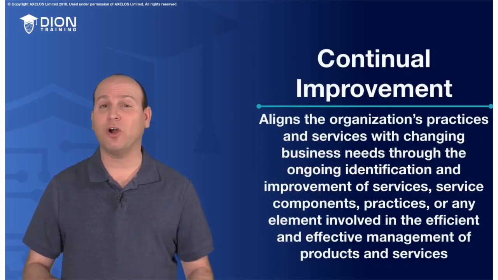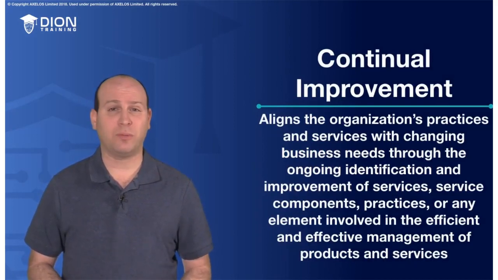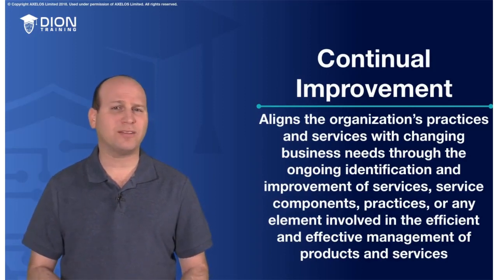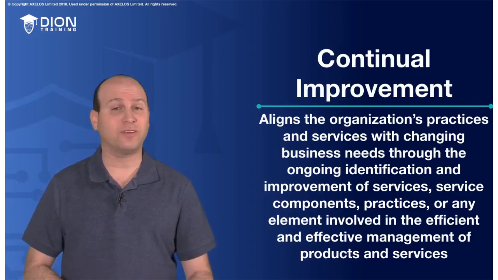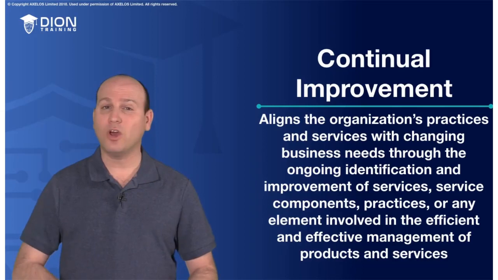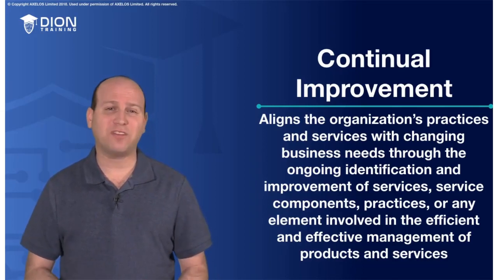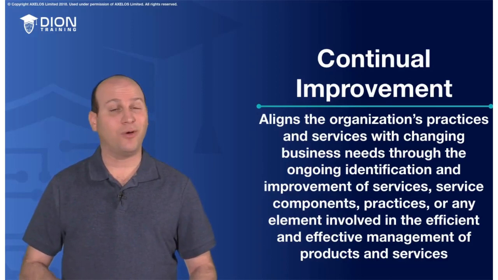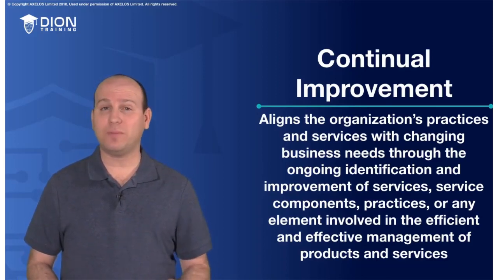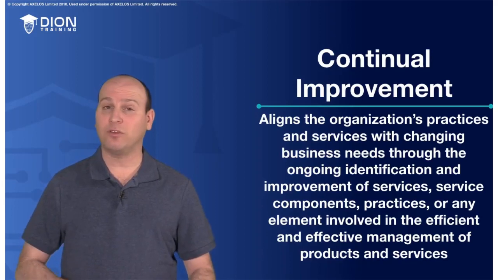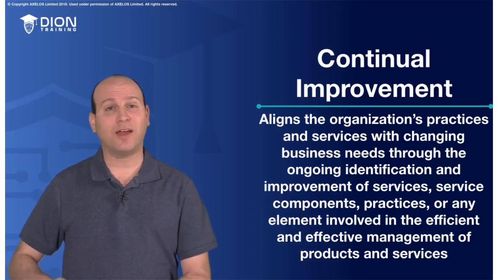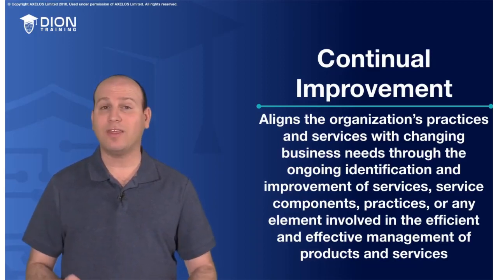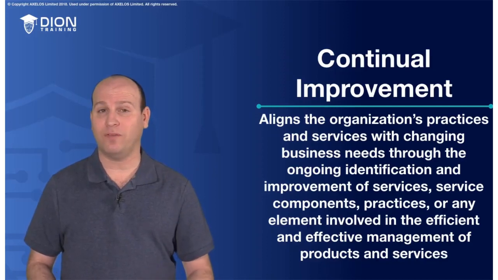Now, I said you have to be able to recall the definition. So what is that definition? Well, the purpose of the continual improvement practice is to align the organization's practices and services with changing business needs through the ongoing identification and improvement of services, service components, practices, or elements that are involved in the efficient and effective management of products and services. So this is a very long definition, but you need to be able to know it, because if they give you something where there's a fill in the blank, you have to pull in the right word. If they give you this definition, you need to be able to identify that it is the continual improvement practice. That's the level of knowledge you need for the recall part of the exam.